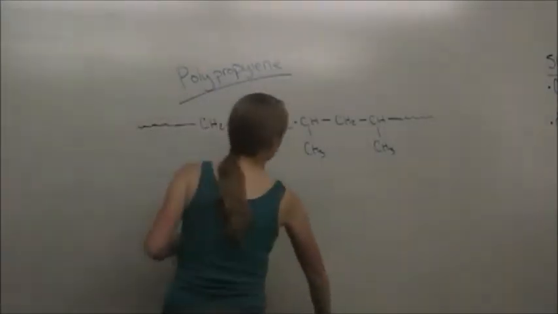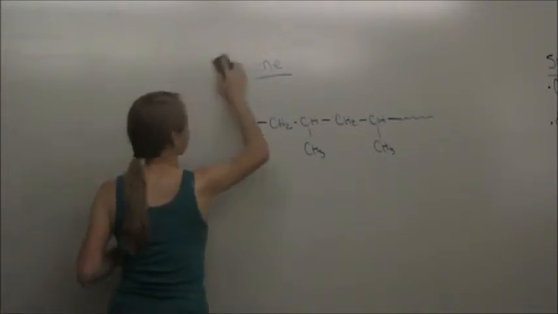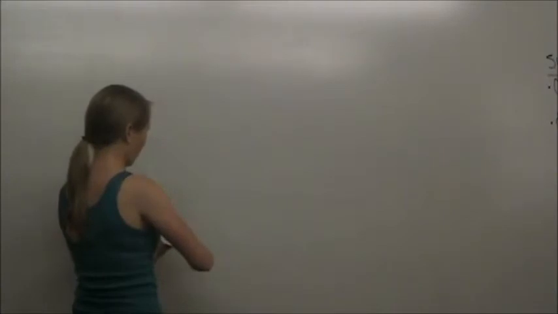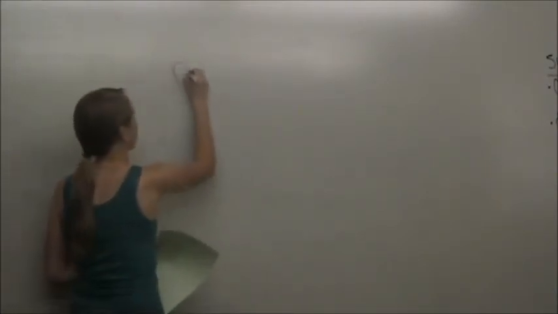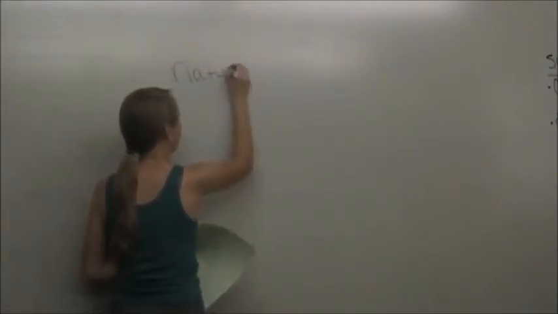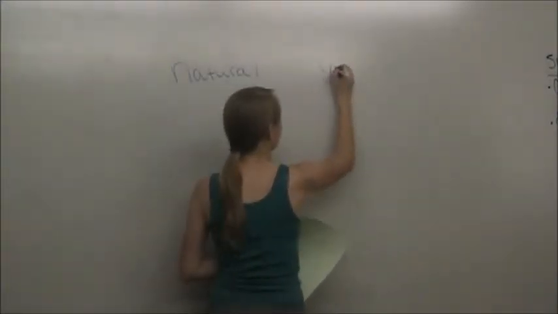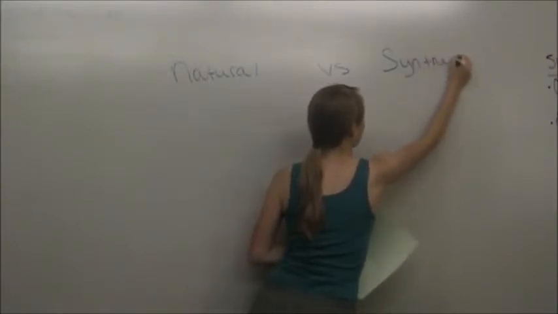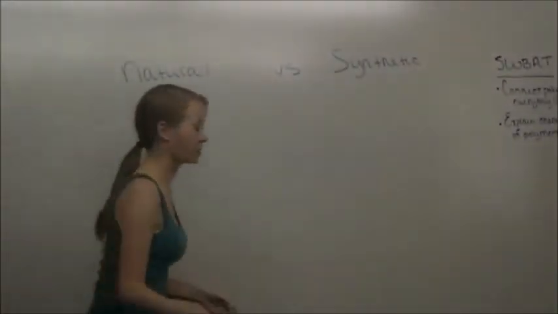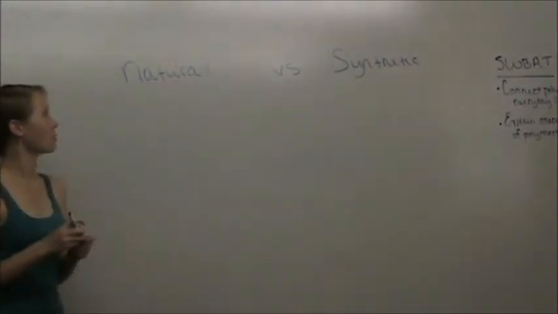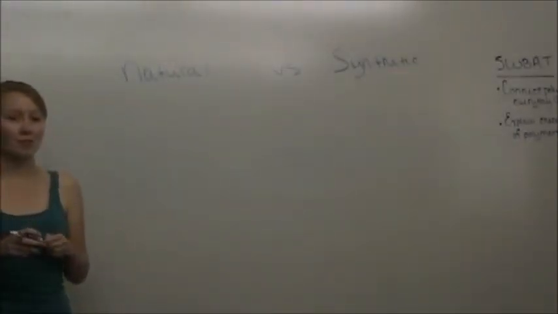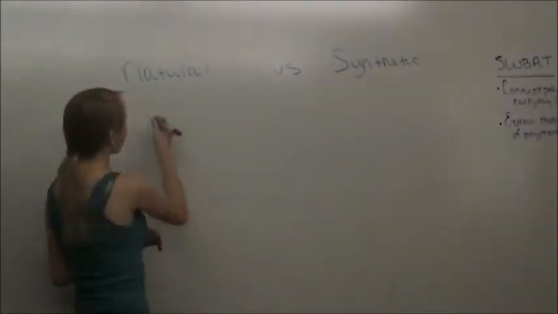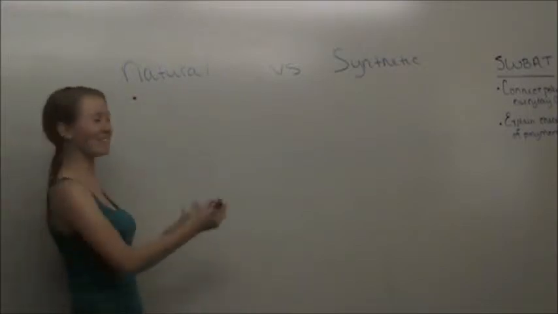All right, so now let's talk about the two main types of polymers. We have natural versus synthetic. Kind of self-explanatory, but what would be the difference between them? So natural: made in nature.